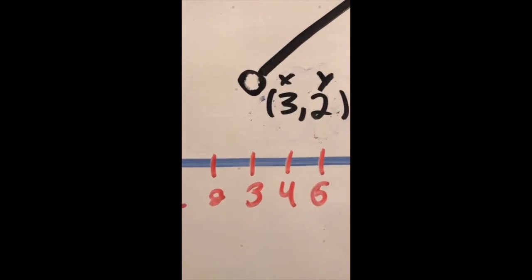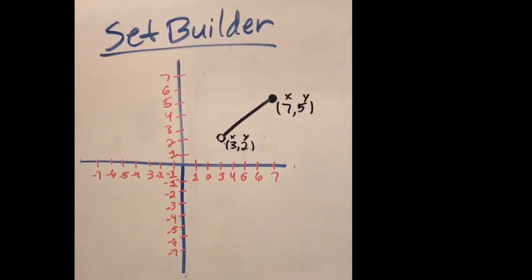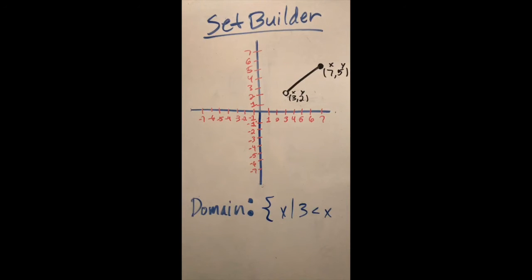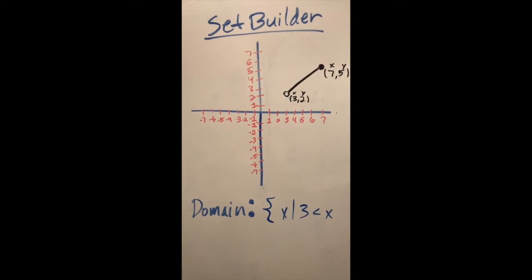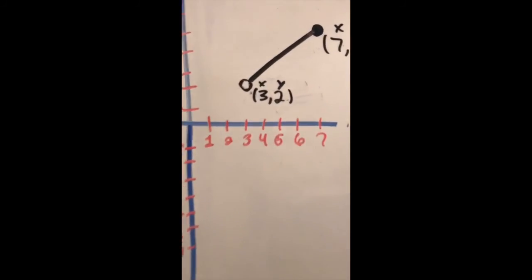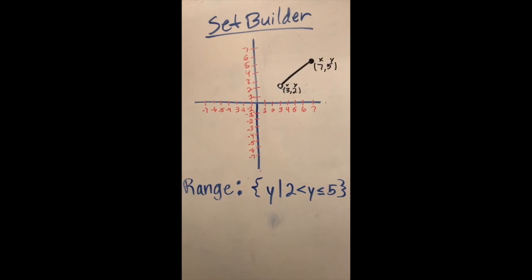Look to the filled-in point on the right that ends the line. The x value is 7. So, the final domain will look like this. Do the same thing for range. Look at the lowest points of the y value and the highest points of the y value, and use the set of all y's such that. If you do this range correctly, you should get this.